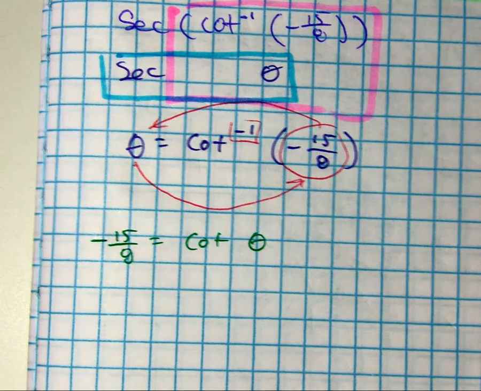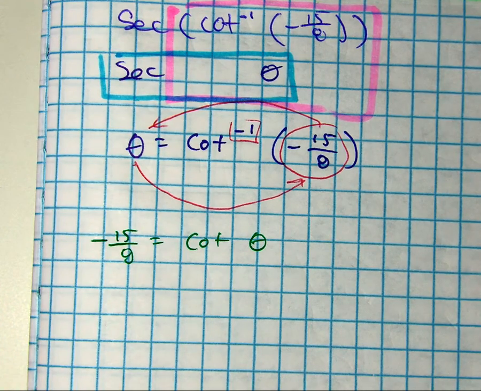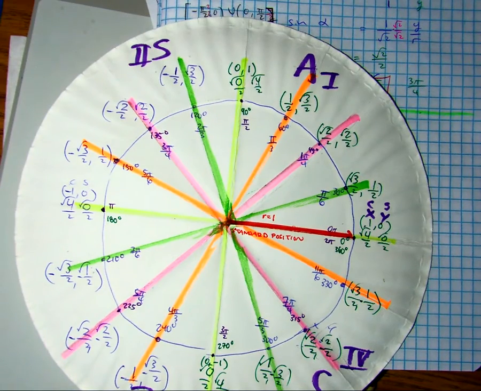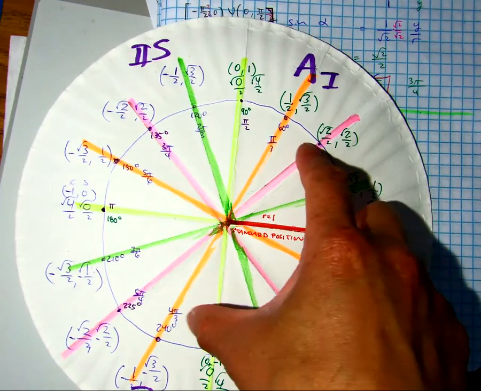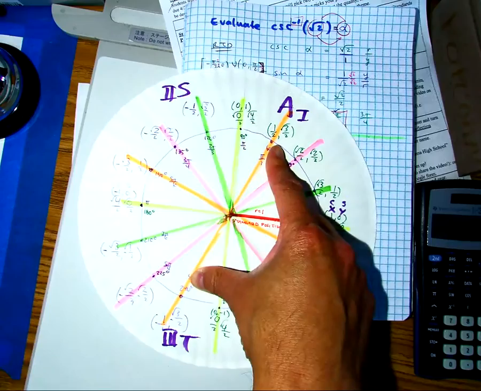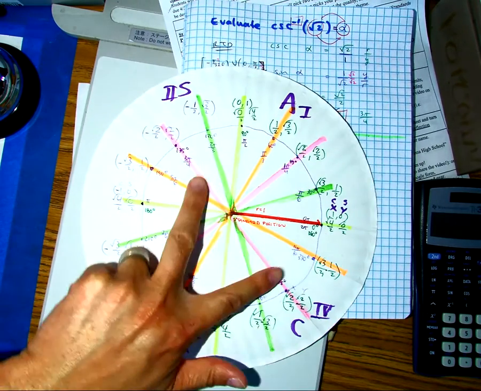Okay, now take out your trig paper plate. Put your finger on where cotangent is negative. Well, tangent and cotangent are positive in quadrants 1 and 3, because that's what all trig functions in T tangent is. That means it's negative in these two quadrants.